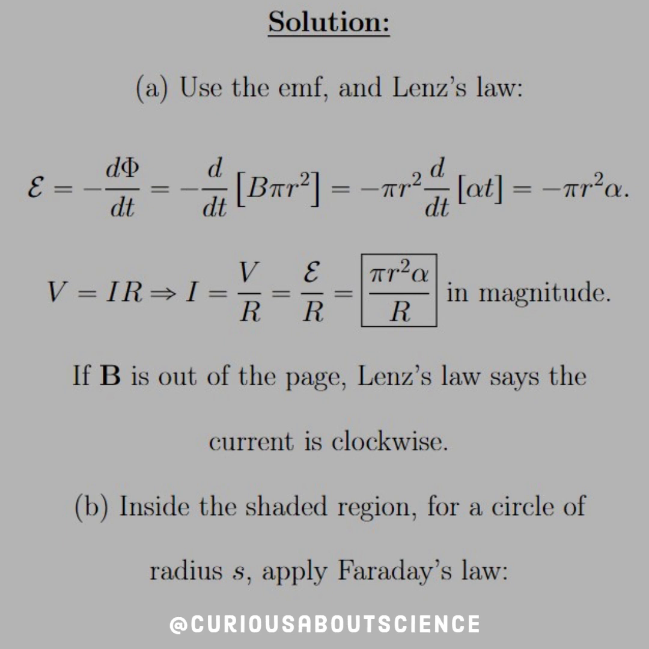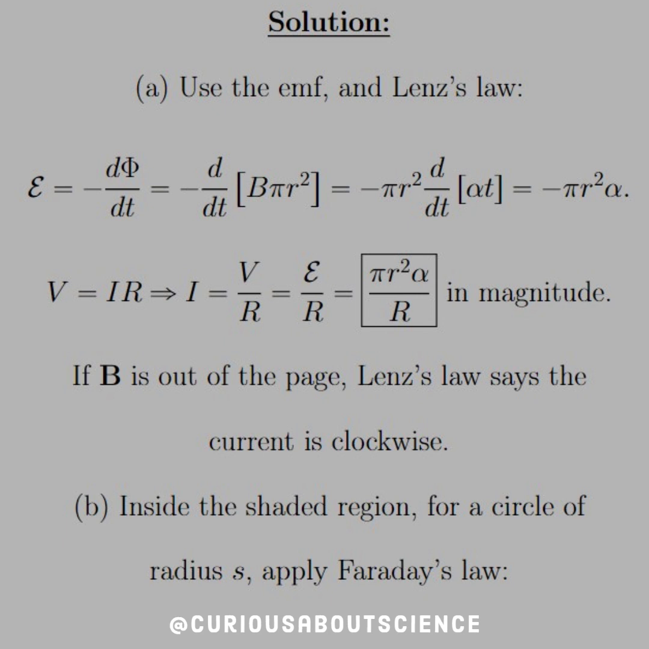V equals IR tells us that I is equal to V over R, or the EMF over R, so we are equal to pi r squared alpha over R in magnitude. But if B is out of the page, Lenz's law says that current is clockwise. So again, be careful there.